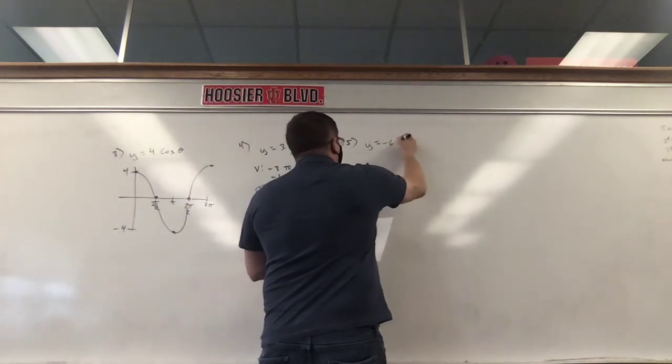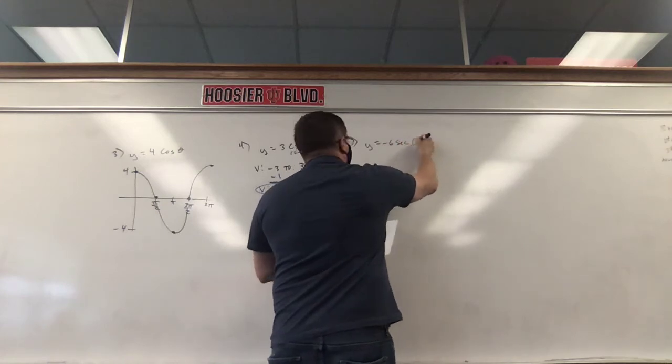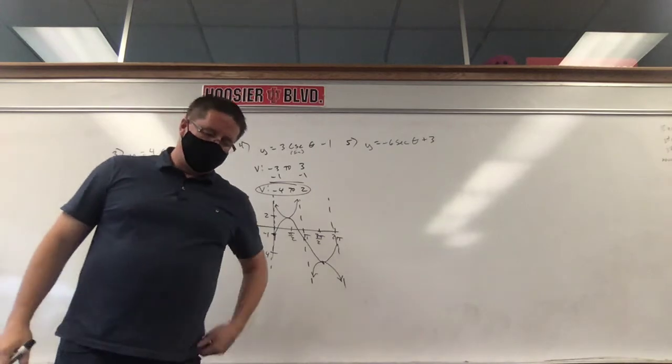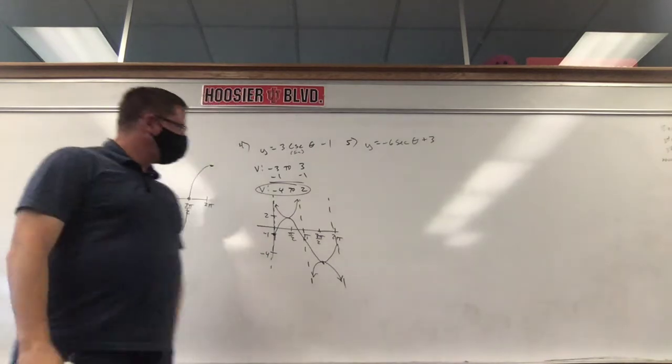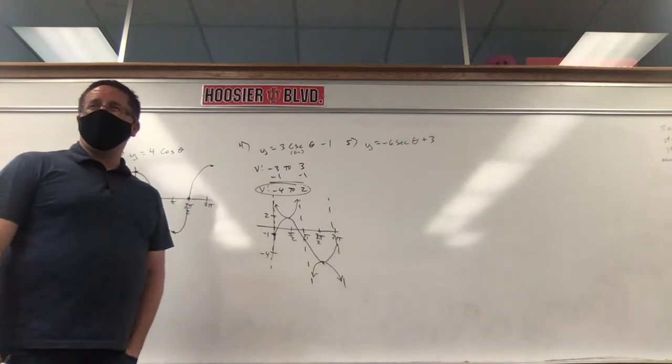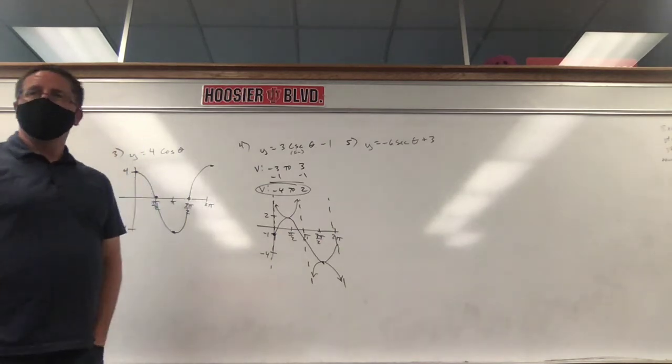Y equals -6 secant. Do you have to draw the sine graph to solve it? I'm sorry? Do you have to draw the sine graph to solve it? Because you could just draw it at 2 up and -4 down. I'd like you to. I won't mark you wrong. Just this is easier for me.